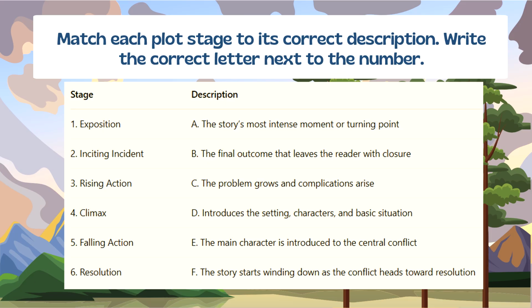We are now having a review. C, the problem grows and complications arise. D, introduces the setting, characters, and basic situation. This is on day 3. E, the main character is introduced to the central conflict. And F, the story starts winding down as the conflict heads toward resolution.